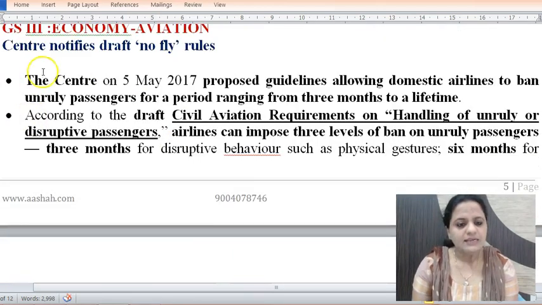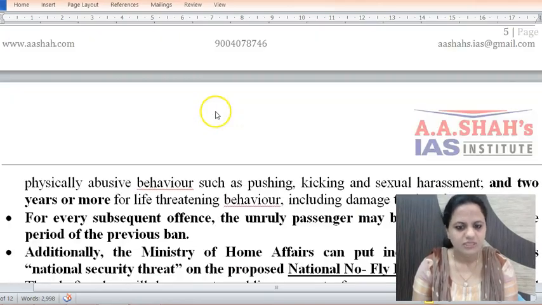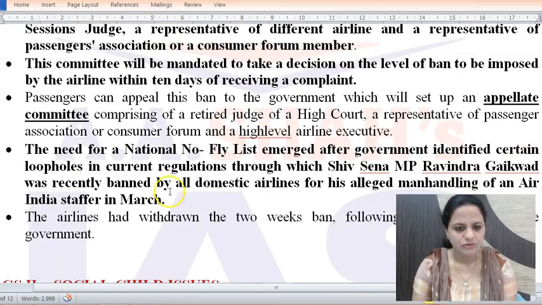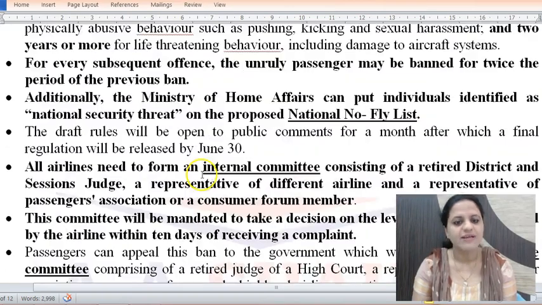Next is Center notifies draft no-fly rules. After we saw an incident in which the Shiv Sena MP Mr. Ravindra Gaikwad was involved, he was banned by all domestic airlines for his alleged manhandling of an Air India staffer in March 2017. After that, the 2-week ban was actually withdrawn by the airlines, Air India. But then the government had stated that they would take action. A directive has now come forth.